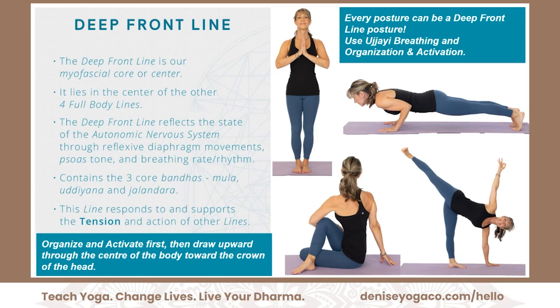And this line, in the way that it cooperates with the other lines, responds to the tension action in other lines, okay? And the way it supports the action of the other lines is it creates that center of support. So the other lines help us locomote, right? Move our body around in space or into different postures. And a lot of times we're balancing, we have limbs in the air, etc. So we need some kind of stable base.